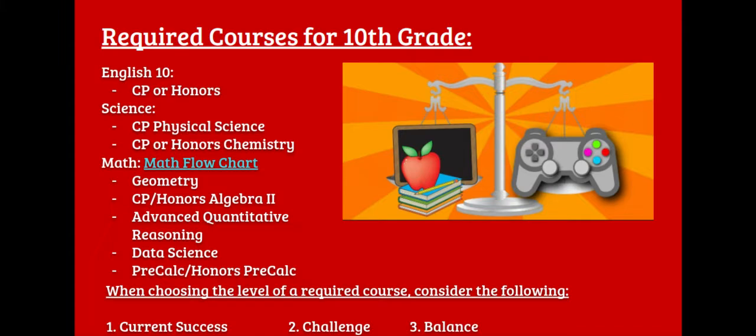So, required courses for 10th grade, the things that we require you to take without a choice, really. You need to take an English class. You can take CP or honors English. That should be something you talk to your teachers about. All of this, where your placement should be, is a discussion that you want to have with your current teachers and that they will have with you. In science, you need to either take CP physical science, or you can take CP or honors chemistry.